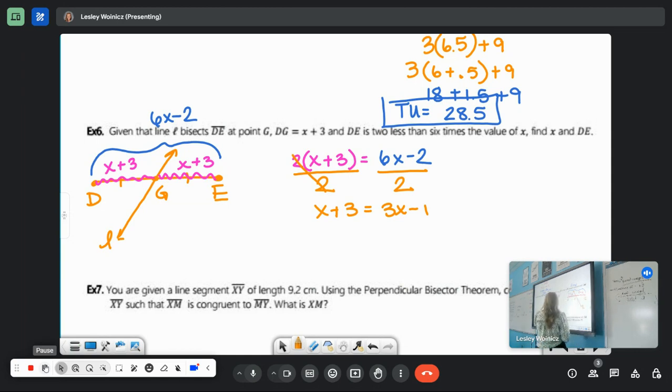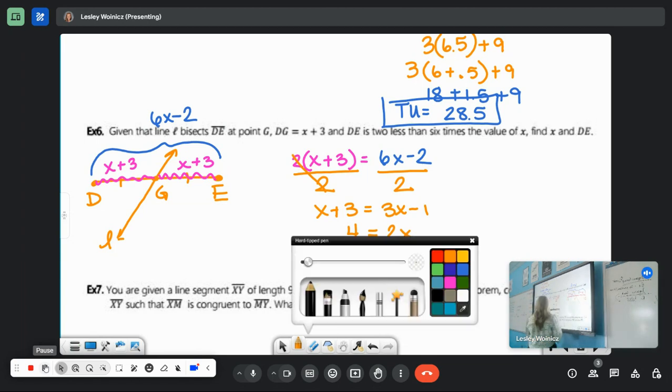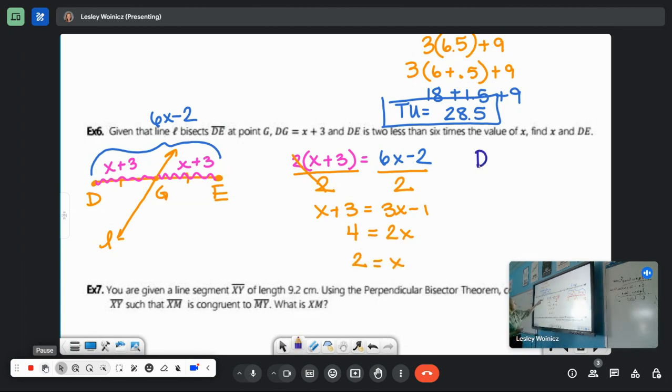I can add 1 over and I get 4. Subtract the x and I get 2x. So what is x? 2. Okay, am I done? What am I finding? DE, I'm finding the length of segment DE, so I have to plug it in. So DE is 6x minus 2. So 6 times 2 minus 2. So basically 5 times 2, which is 10. Okay, does it tell us any units? No.